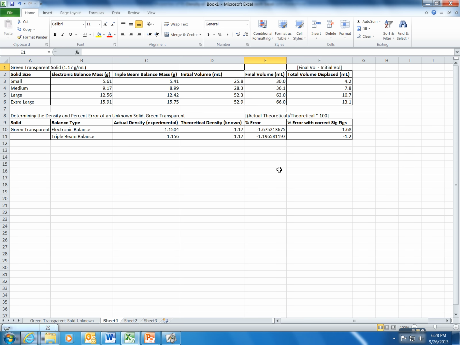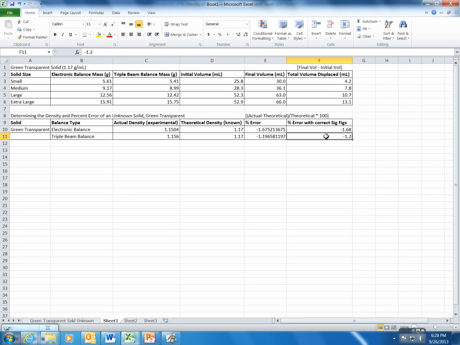Otherwise, I hope that this has been a helpful demonstration of how you can use Excel to do a lot of work for you and create beautiful graphs and give you information and percent errors and everything like that. Oh, hold on, did you guys see a mistake? My negative 1.20, the zero is removed.